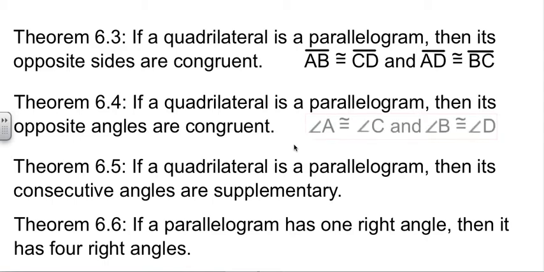Same thing holds true for opposite angles. Angle A is congruent to angle C. Angle B is congruent to angle D.